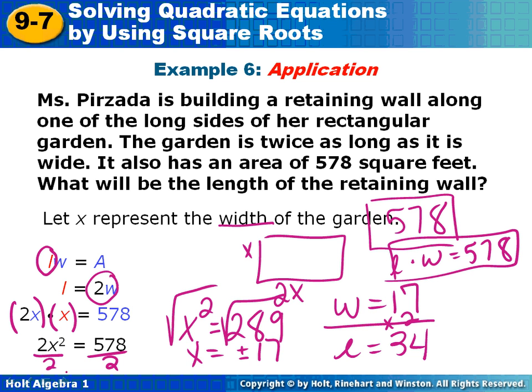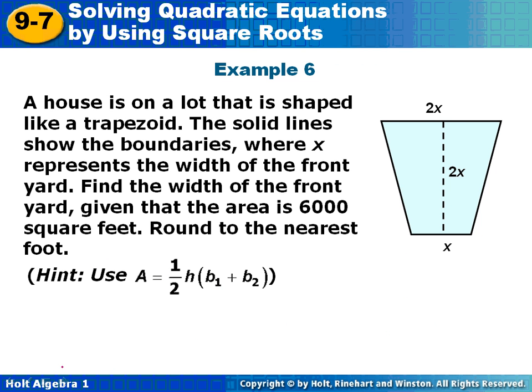All right, last problem. This one's a little complicated. Example 6, we have a house on a lot that is shaped like a trapezoid. Remember, a trapezoid has two parallel sides. The lines show the boundaries, where x represents the width of the front of the yard right here, and then given that the area is 6,000. So here's our formula. Go ahead and write down the formula, and we're going to start substituting in and working this problem.